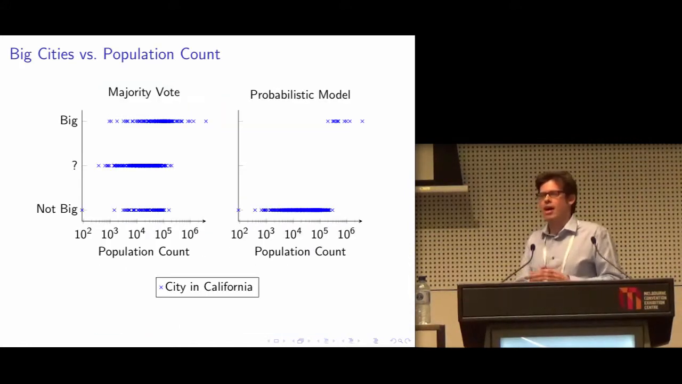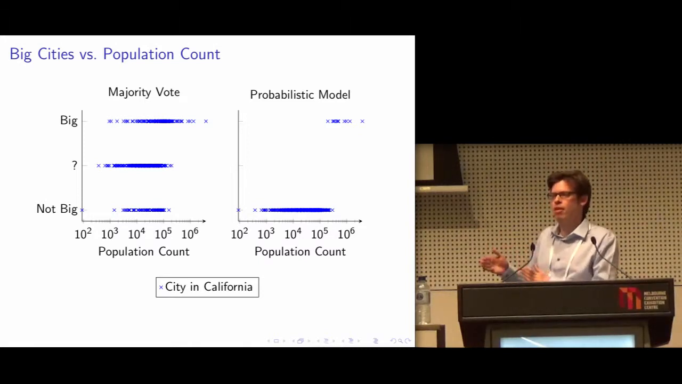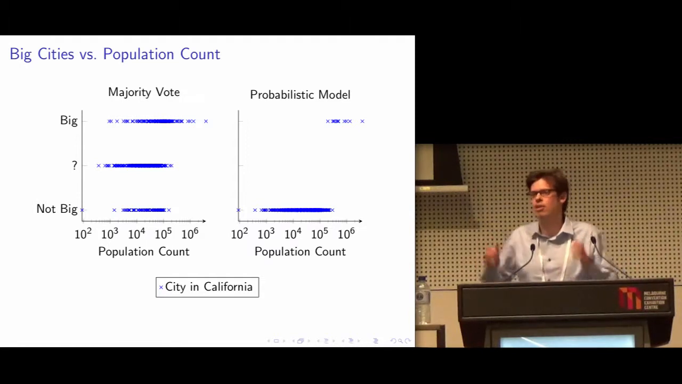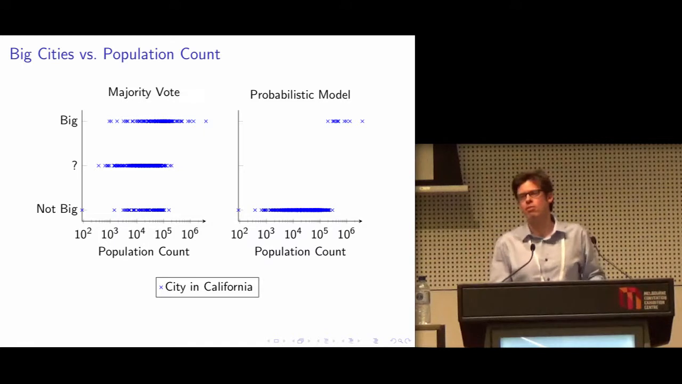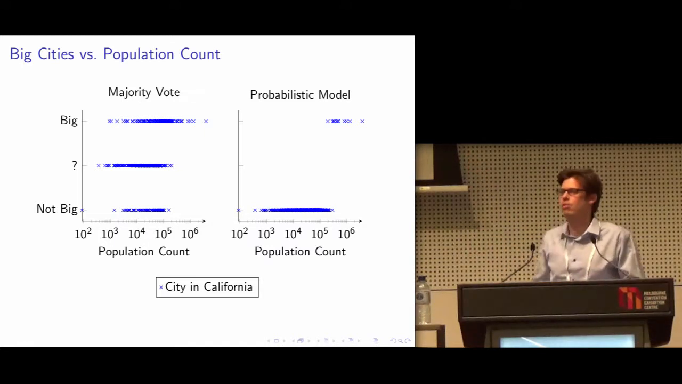We are comparing the output of the probabilistic model against the output of the majority vote on 500 Californian cities for which we want to find out whether they are big or not. And we would expect that to be correlated with the population count of those cities. On the left side, you see the result from the majority vote, and it is not very correlated, and for many cities we cannot infer anything. But if we use this probabilistic model that was specifically trained for big cities, then the correlation is strong, and we can infer something for each city. I will show more experimental results later, and you will find more such examples in the paper.